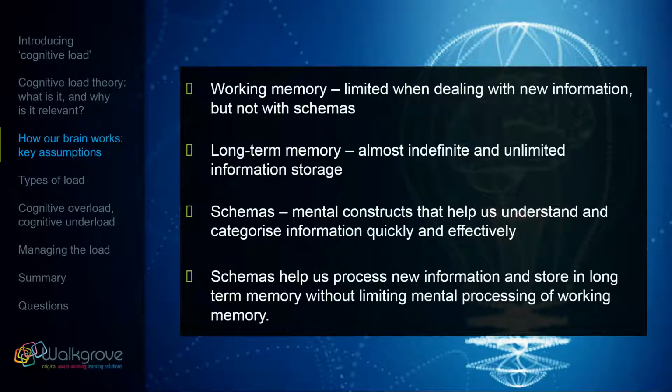So the way in which we look at our brain with cognitive load theory is that we split it into 3 different types. There's working memory. Now that's the limited memory. That's the memory where you only have the ability to process 7 pieces of new information. So that's very limited when you're dealing with that new information. But interestingly, it's not limited when we look at schemas, which I'll come on to in a little bit of time.